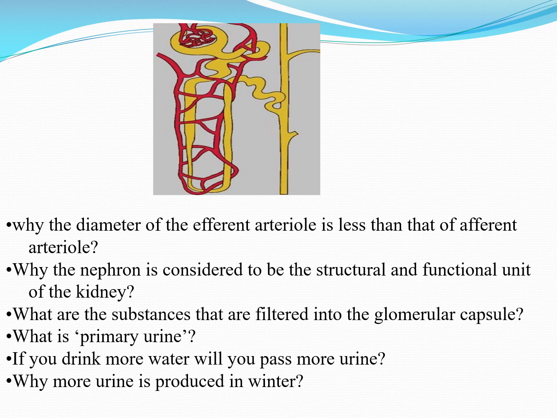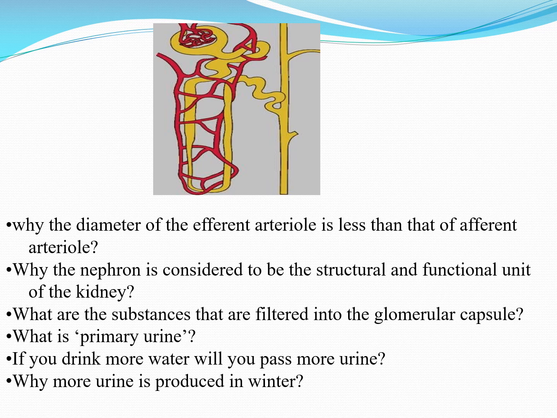Second question. Why is the nephron considered to be the structural and functional unit of the kidney? The kidney is structurally made up of nephrons and the process of filtration is done by nephrons. So that is the reason why nephrons are considered as structural and functional units of the kidney.